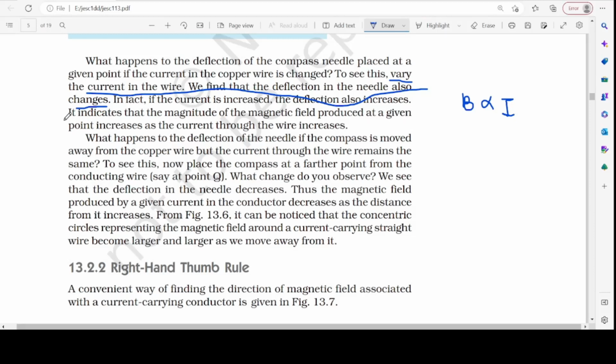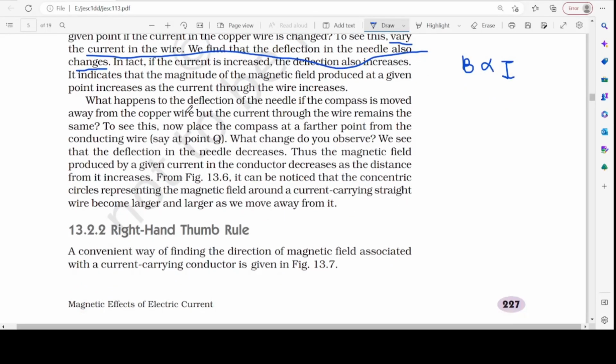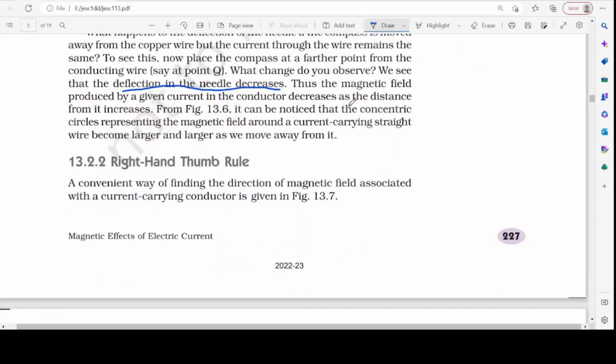So it indicates that the magnitude of the magnetic field produced at a given point increases as the current through the wire increases. Now, what happens to the deflection of the needle if the compass is moved away from the copper wire but current remains the same? If we keep it at a farther distance, the deflection decreases. This means near the wire, the magnetic field is stronger. That's why the deflection is also stronger at the point nearer to the current carrying conductor.